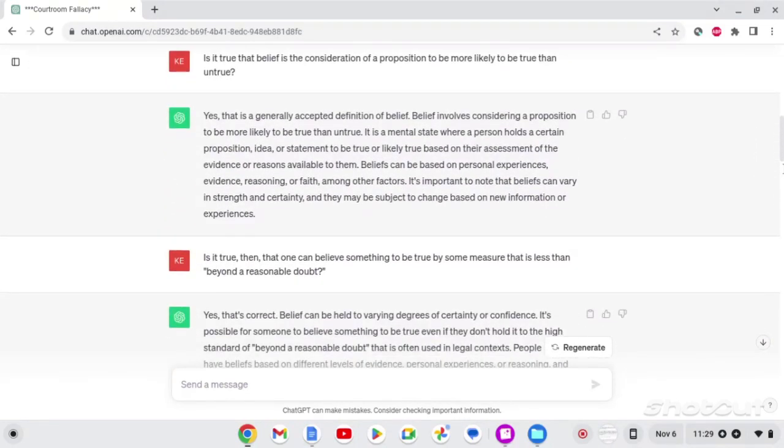I then ask, is it true that belief is the consideration of a proposition to be more likely to be true than untrue? And the answer is yes. This is a generally accepted definition of belief.